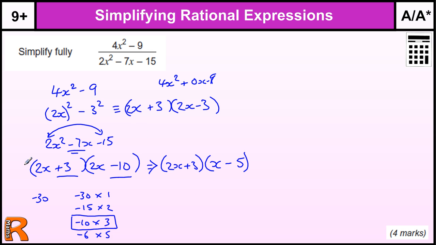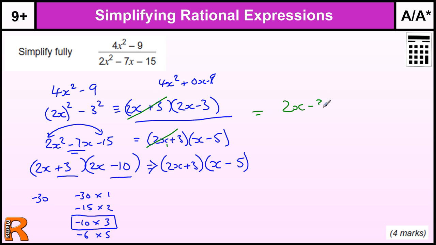Now that's a bit of a roundabout route to get to this answer, but I think if you get used to it, it is a really quick way of factorising quadratics when there's a multiple of x squared. So we have that one, we have that one, this one is above this one, so that's above that, and then we can see that we have the same things in both, so we can cancel out that 2x plus 3, and then we're left with 2x minus 3 all over x minus 5.